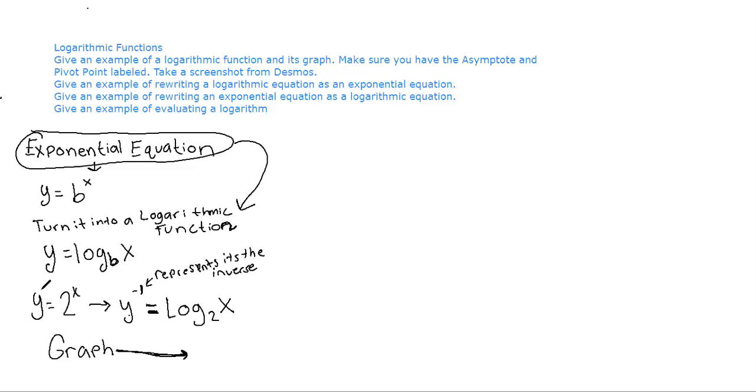So in this example, let's say that we had the exponential equation y equals 2 to the x. And this would be turned into y equals f inverse, and this -1 up top just represents that it is the inverse function of this one right here. So we know that this one is going to be turned into a logarithmic equation, and that would be represented as log with the base of 2 of x. And then what does this look like?